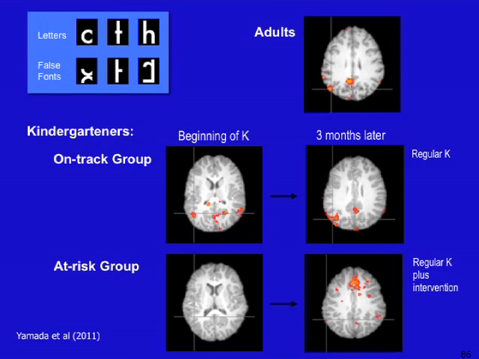Now, kindergartners who are on track for reading, well, hey, you can see a little bit of that network activated too. It's bilateral. That's often what we see in little kids. Things start out less specialized and then they get more focalized with expertise. So that's the beginning of kindergarten.